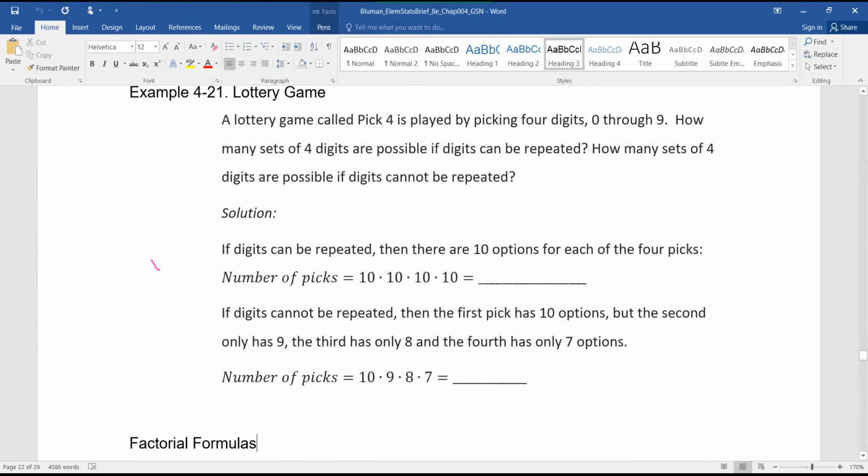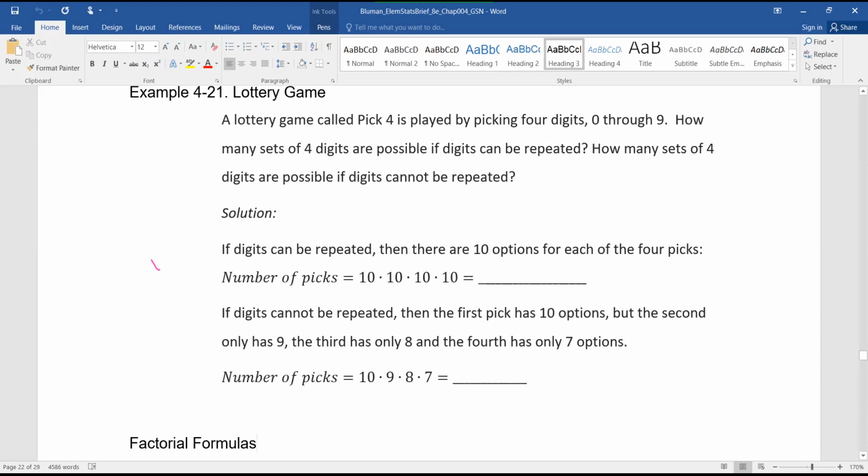All right, so example 21 here. It says the lottery game called Pick 4 is played by picking 4 digits between 0 through 9. How many sets of 4 digits are possible if digits can be repeated? Meaning I can get a 1 on the first draw and a 1 on the last draw, or 1 on all the draws. I'm not taking anything out and not putting it back. Everything goes back in the pot. Yep. So again, can be repeated.